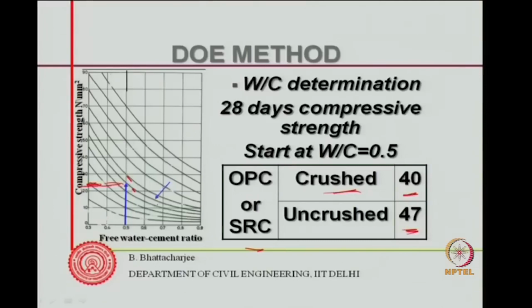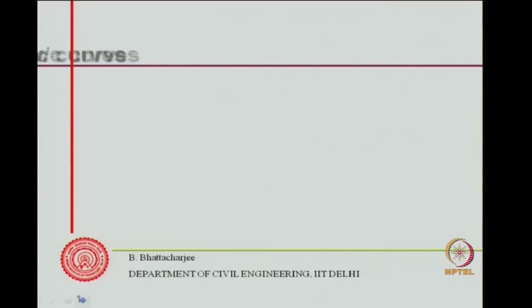So you find out which curve you want to use, then go to your target mean strength, draw a horizontal line up to that curve. So this was my curve and up to this point, and this I project downward to get the water cement ratio, which I got around 0.45. So water cement ratio can be determined in this manner. The next step is to determine the water content.